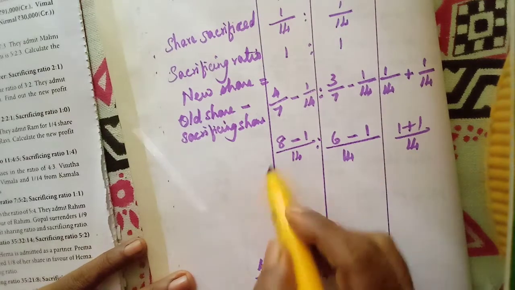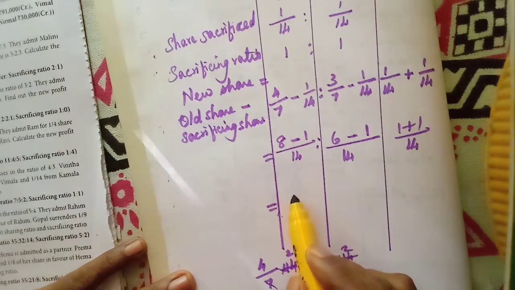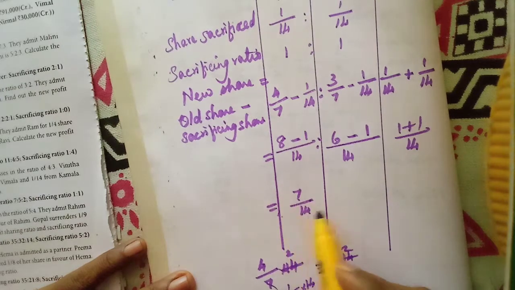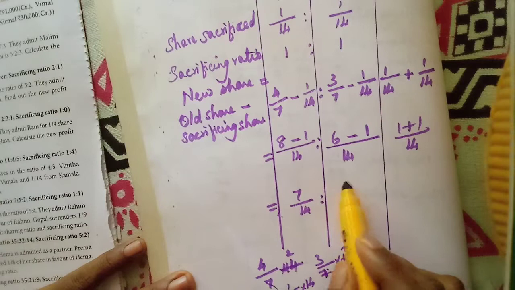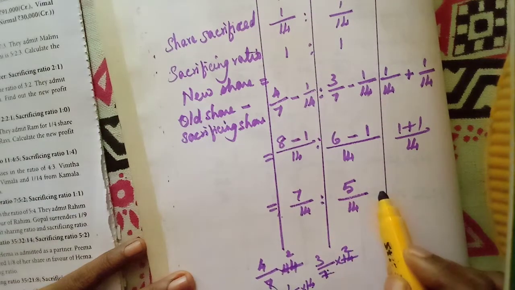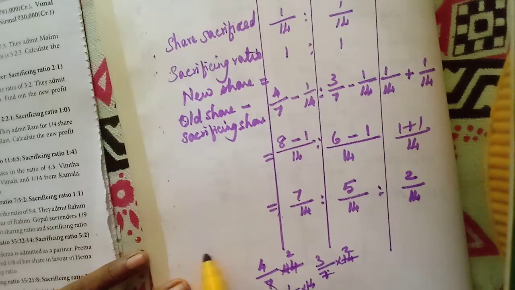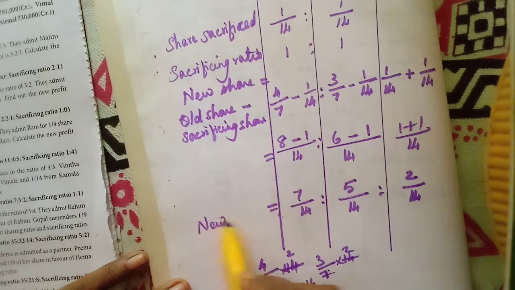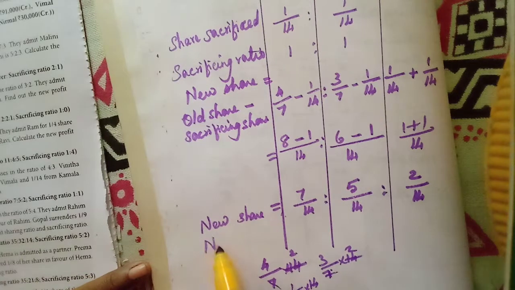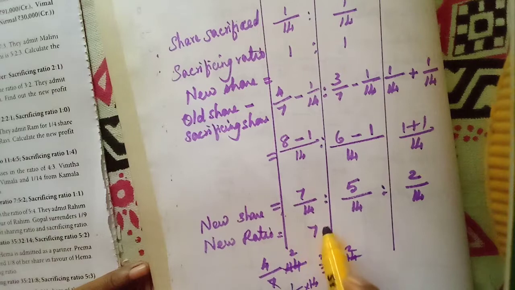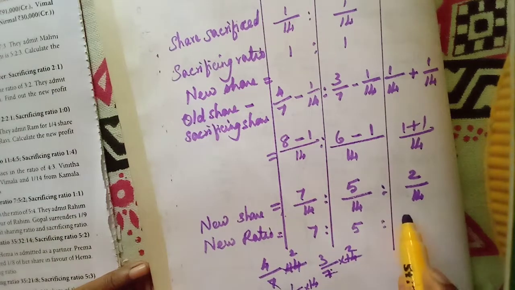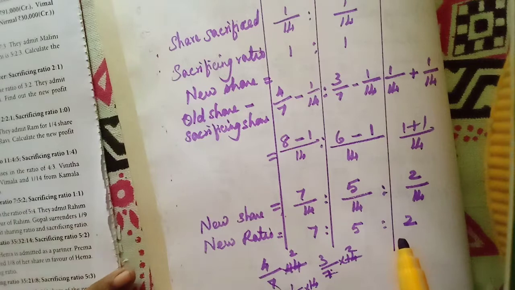Okay, now 8 minus 1, 7 by 14. 6 minus 1, 5 by 14. And 2 by 14. So, new share, this one, isn't it? So, new ratio 7:5:2. Okay.